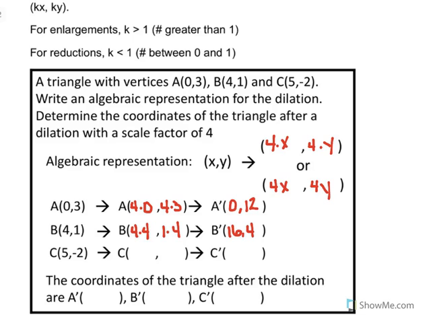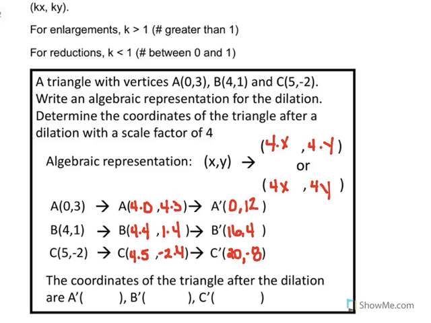Next I have C. So I'm going to multiply the scale factor 4 times 5, and then I'm going to multiply the scale factor 4 times negative 2. I just like to write my negatives first, and remember, whenever you're multiplying, if that's the only operation you are performing, it doesn't matter what order you multiply in, you're going to still get the same answer. So 4 times 5 is 20, just as 5 times 4 is 20.